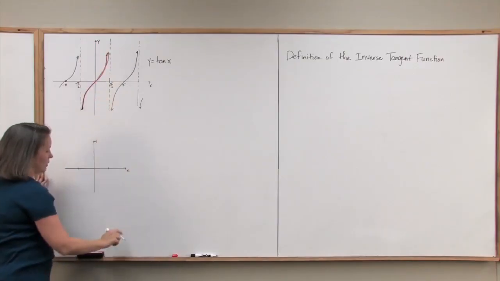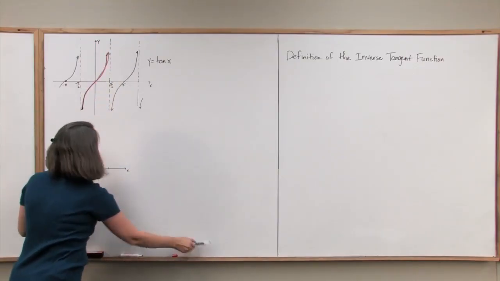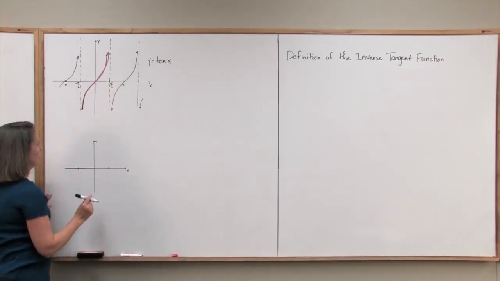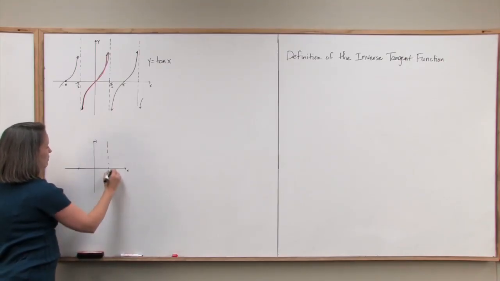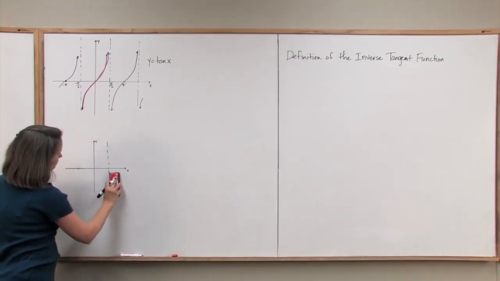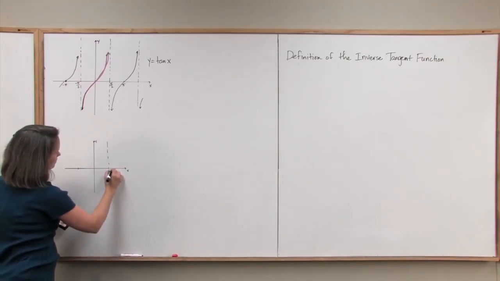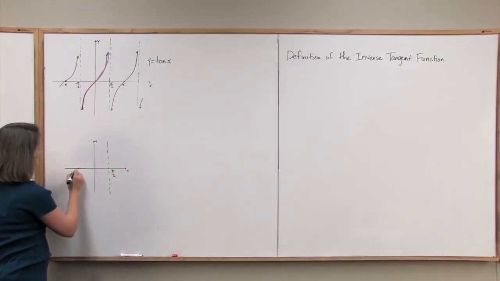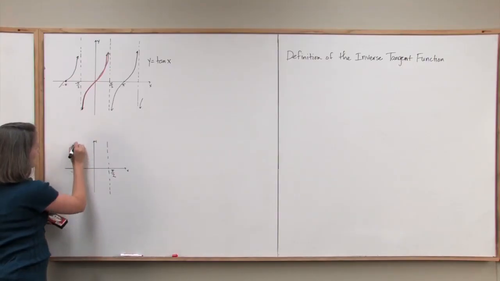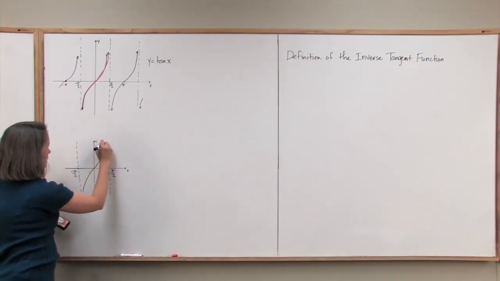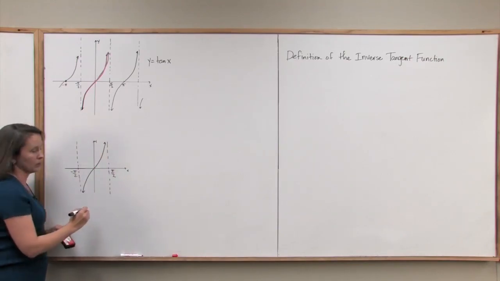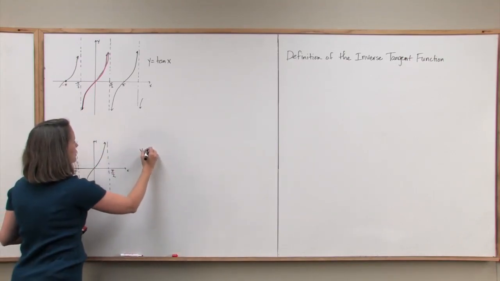We'll highlight it here, and now let's draw it separately so we can look at it carefully. We have vertical asymptotes at pi over 2 and negative pi over 2. And then we just have this one piece. It is definitely a one-to-one piece of the tangent function.